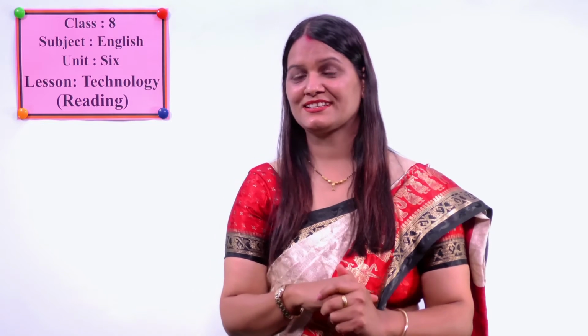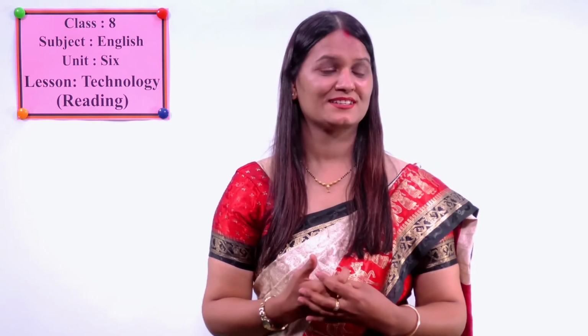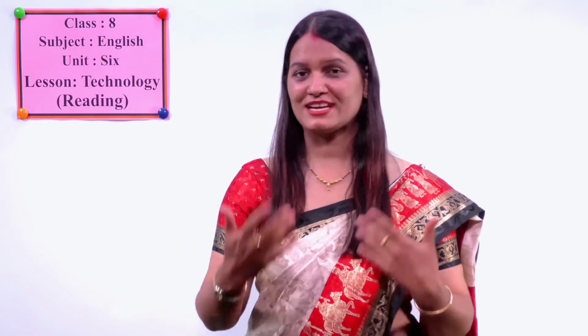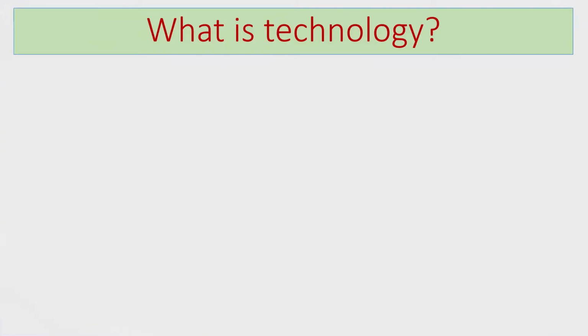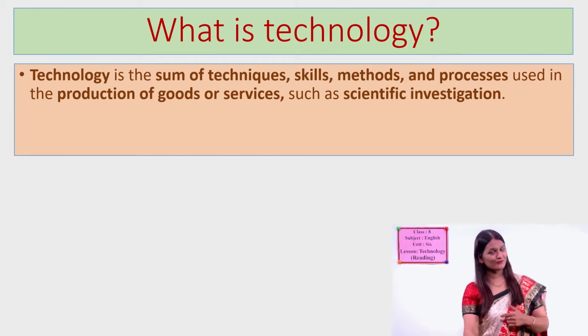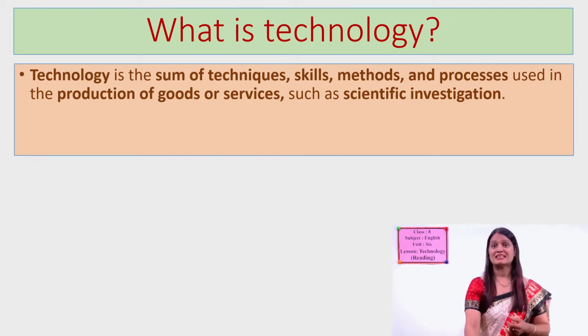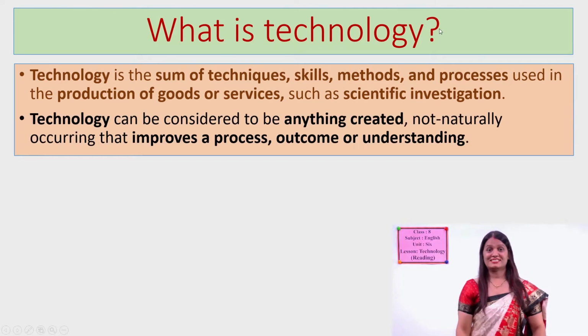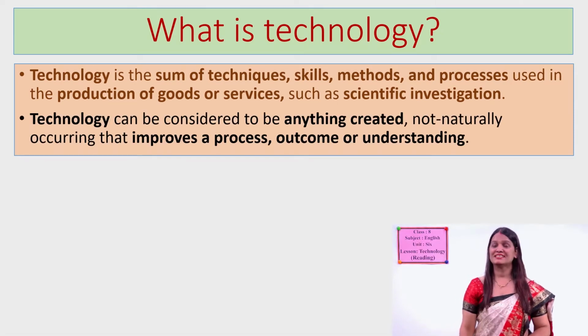What is technology? Do you have any idea? Maybe you have seen so many technological products, right? You have used as well, seen and used both. So can you tell what is technology? Yes, technology is the sum of techniques, skills, methods, and processes used in the production of goods or services. You can see the example of scientific investigation, right? Technology can be considered to be anything created, not naturally occurring, that improves a process, outcome, or understanding.